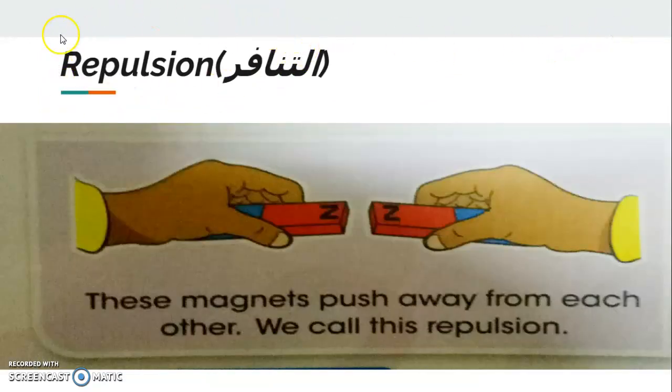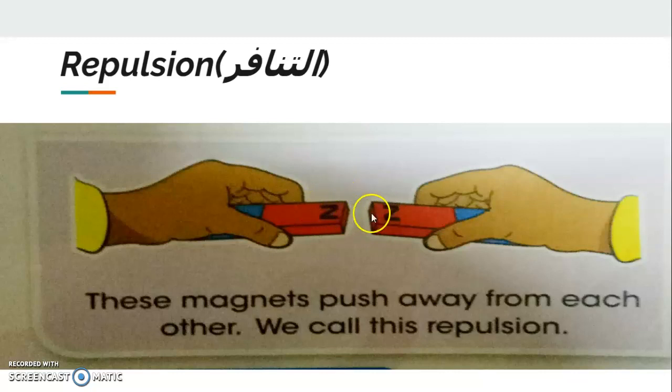Repulsion. التنافر. What do we mean by repulsion? Look at these poles of magnets. This is North Pole and this is North Pole. These have the same poles. These are like poles. These magnets push away.